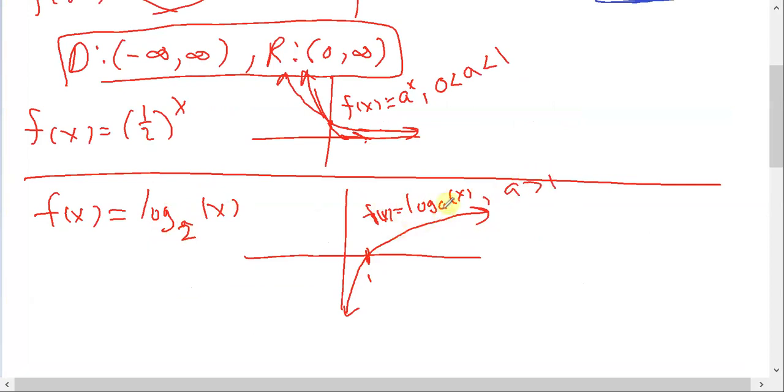So log base 2, log base 3. And then there's a special one, the natural log, which is log base e. We just call it natural log. That's the base e logarithm. Looks sort of like this as well.